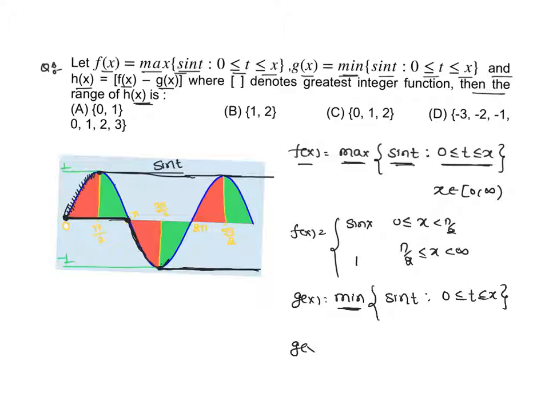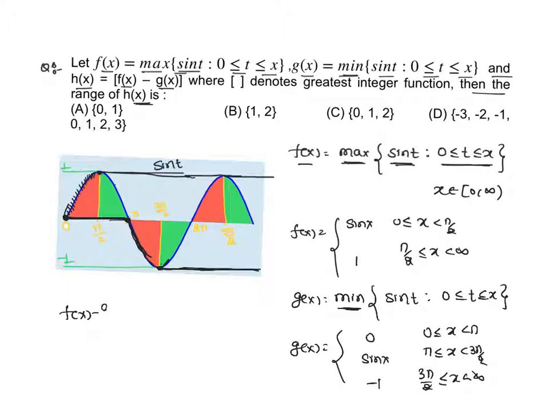So g(x) we can define as: from 0 to x till π, it will be 0. From π to x less than 3π/2, this is the sin x graph only, and after 3π/2 to x till infinity, it will remain -1. So now we will define f(x) minus g(x). How will we define it? For x greater than or equal to 0 and less than π/2, f(x) is sin x, and g(x) is 0. So sin x only. And from π/2 to infinity, f(x) is 1, and g(x) is 0. So 1 minus 0, 1 only.